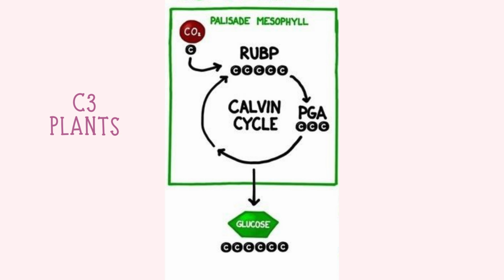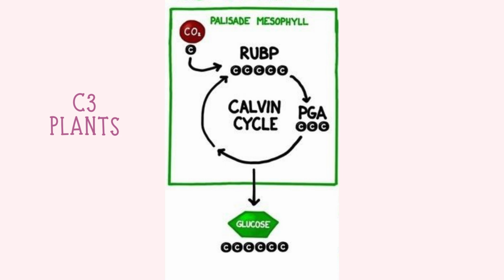As you can see here, carbon fixation occurs in the stroma of the chloroplast. The enzyme Rubisco catalyzes the fixation of carbon dioxide into a 5-carbon compound called ribulose bisphosphate, or RuBP, forming a 6-carbon compound that quickly breaks down into two molecules of 3-phosphoglycerate, or PGA. This is the C3 part, as the first stable product is a 3-carbon compound.